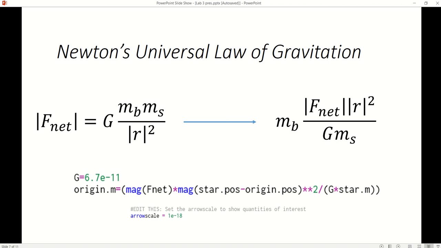I used Newton's law of universal gravitation to calculate the net force acting on the star due to the black hole. Here I manipulated the universal law of gravitation equation to solve for the mass of the black hole. The universal constant G is 6.7 times 10 to the negative 11th, and here is the equation written in Python code. I also used an error scale of 1 times 10 to the negative 18th.